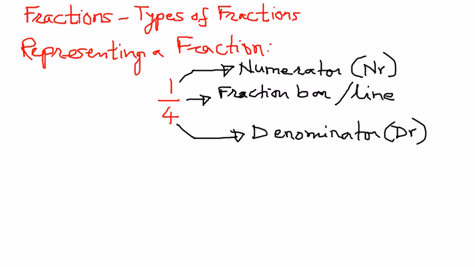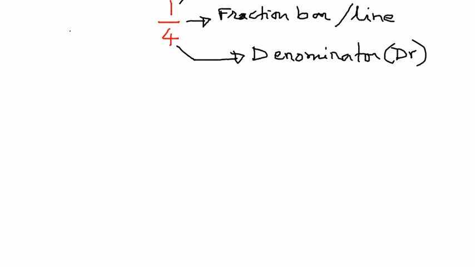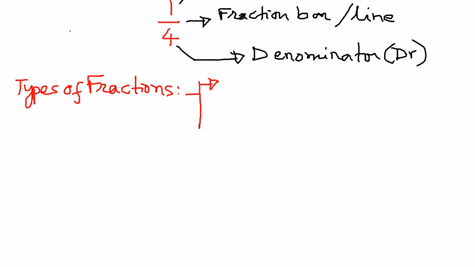So now let's look at the types of fractions available to us. Okay, the types of fractions available to us are as follows. Let me write here, types of fractions. There are three main types of fractions we have, and those are as follows. The first one is called a proper fraction.